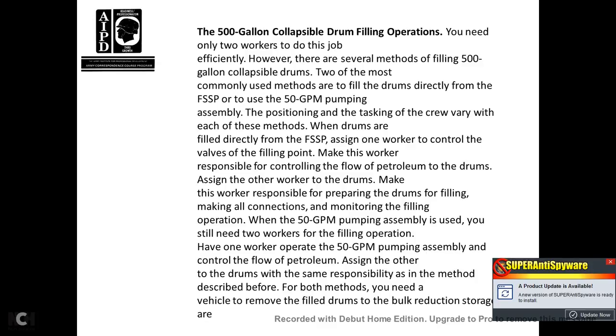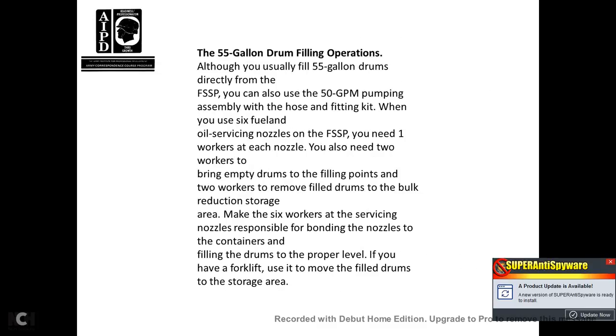With the drum filled directly from the fuel system supply point, assign 1 of the workers to control the valve at the filling point. Make this worker responsible for controlling the flow of petroleum to the drums. Assign the other worker to the drums, responsible for preparing the drums for filling, making all the connections, and monitoring the filling operation. When using a 350-gallon pump assembly, you still need 2 workers at the filling operation, having 1 worker operate the pump assembly and control the flow of petroleum, and assigning the other worker to the drums with the same responsibility as in the method described before. In both methods, you need a vehicle to remove the filled drums to the bulk reduction storage area.